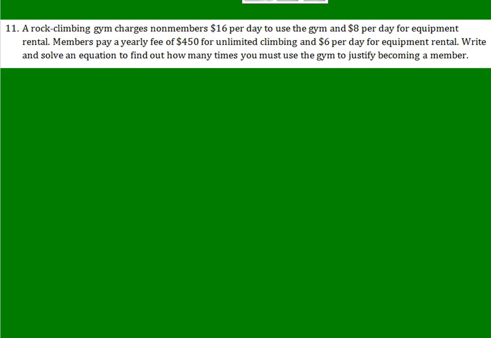So a rock climbing gym charges $16 per day to use the gym and $8 per day for equipment. Members pay a yearly fee of $450 for unlimited climbing and $6 a day for equipment. Write and solve an equation to figure out how many times you must go to justify becoming a member.